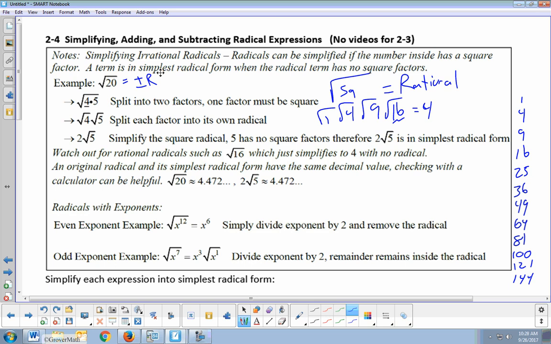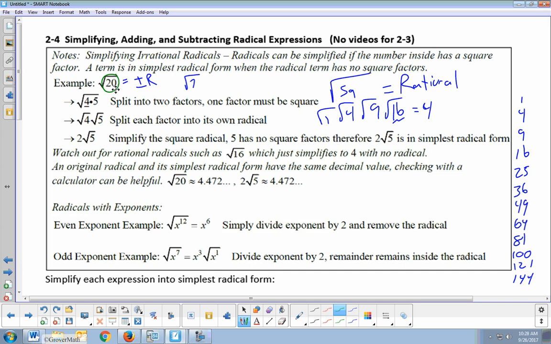But that doesn't mean it can't be simplified. It can be reduced. Now, sometimes irrational radicals can be reduced, sometimes they can't. Like if you have the square root of 7, that is irrational and it cannot be simplified. That's it. The square root of 20 can be, and the reason is because it has a square factor. What that means is 20 can be divided by one or multiple of the numbers on this list. So if your radicand is not on the list but can be divided by one of these numbers, it can be reduced.